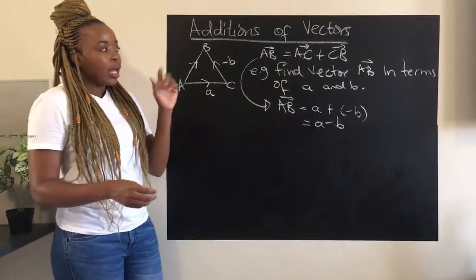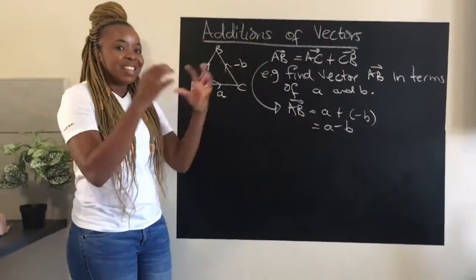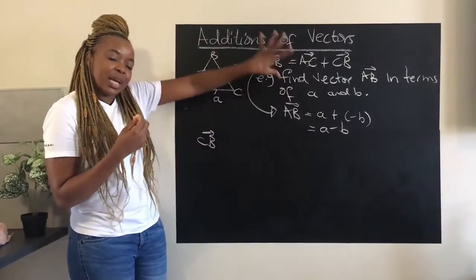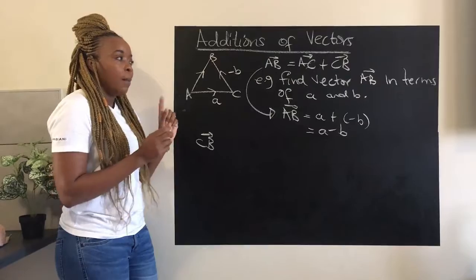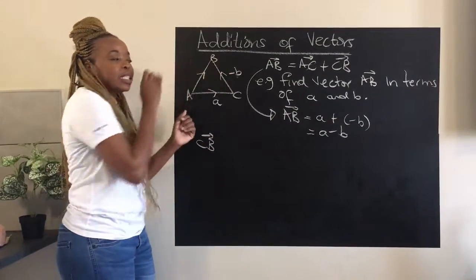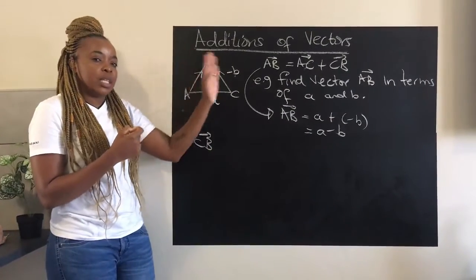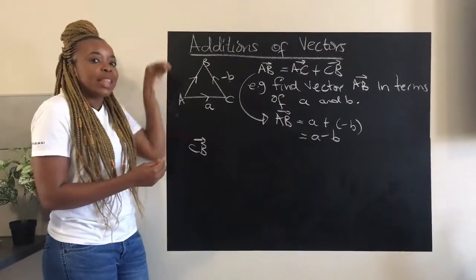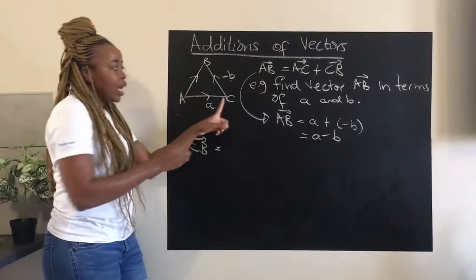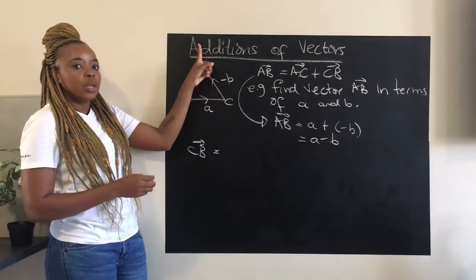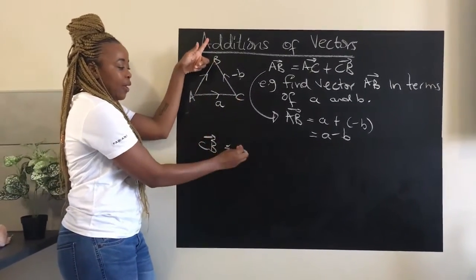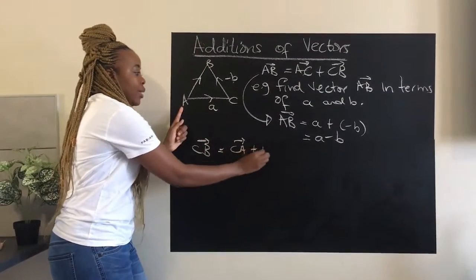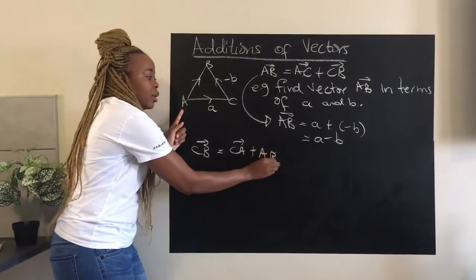Now, that's just the first. To understand this theory better, let's use the same example and the same things that we know, but let's say we didn't know that CB is negative B. We want to find it now. Let's see if we are able to get that answer. So we know that if we are coming from C to B, we could go from C to A first, and then from A to B.